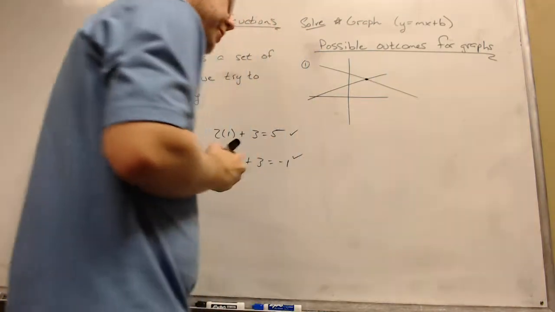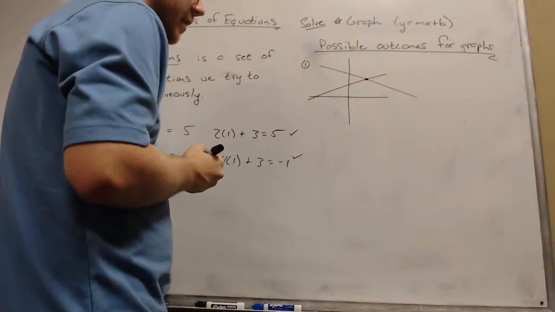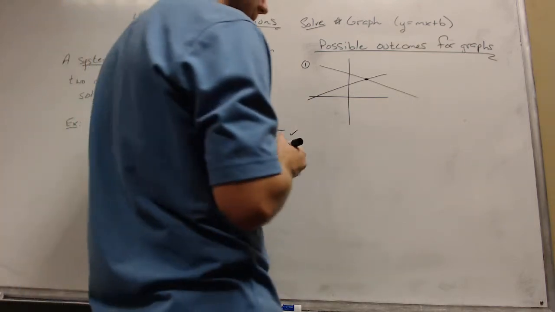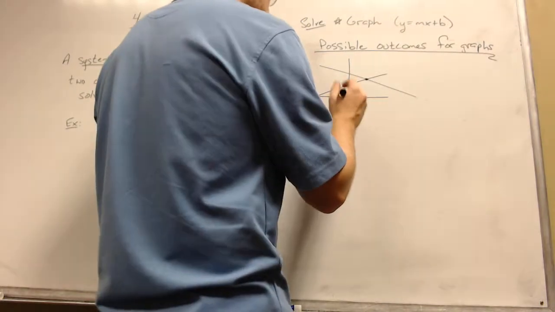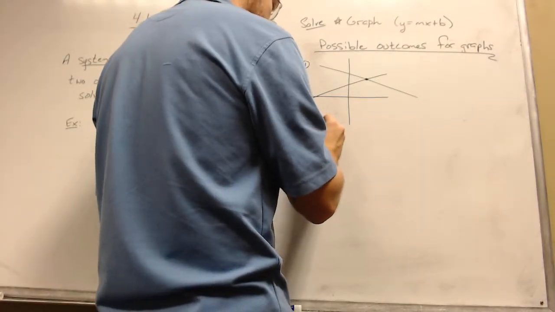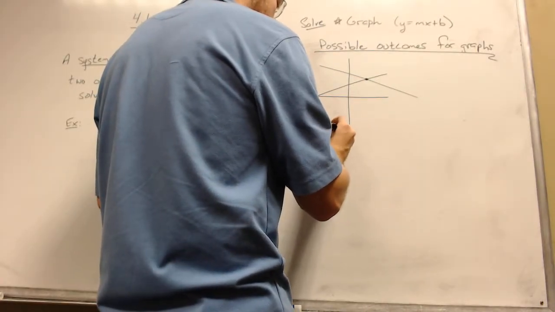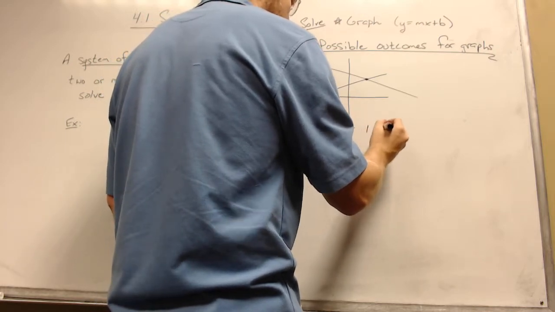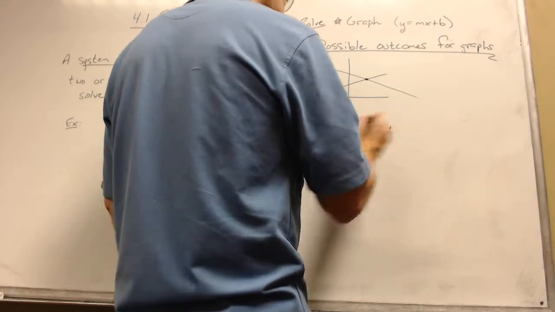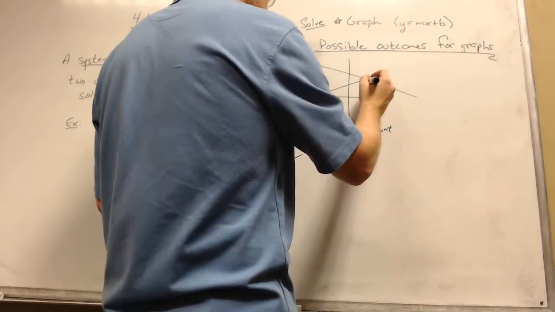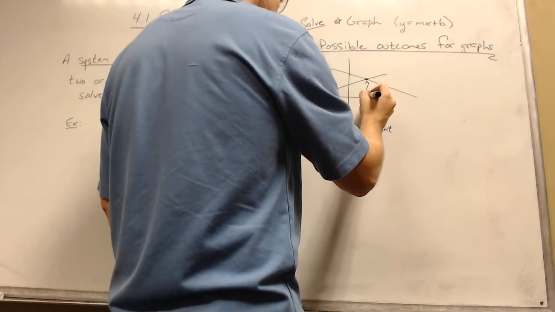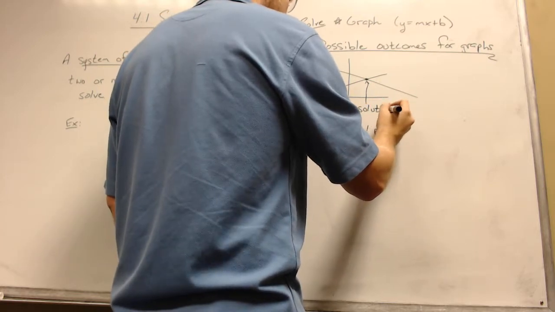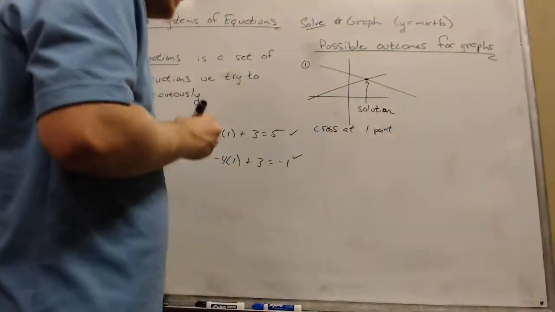You're never going to get more than one intersection with 2 lines that are not the same. They're only ever going to cross at one single point. So we would say this crosses at one point. Okay, so this point would be our solution, whatever the coordinates are there.